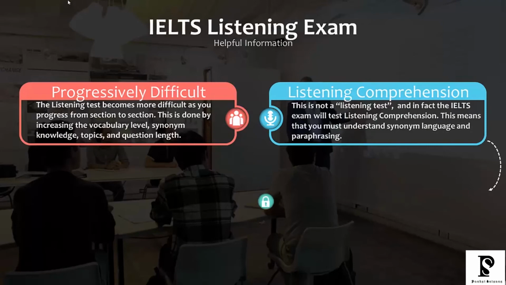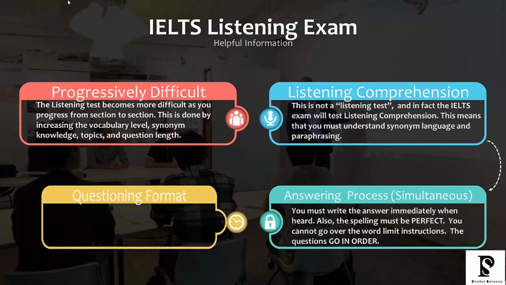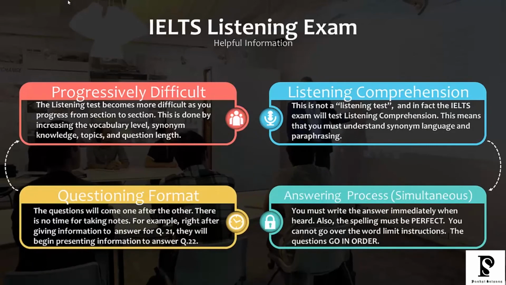Here is some helpful information when it comes to the IELTS exam. As you've heard me say a few times already, it gets progressively more difficult. So that means that in sections 1 and 2, you have to do a very, very good job, because section 3 is more difficult, and section 4 is very difficult. The test gets progressively more difficult.